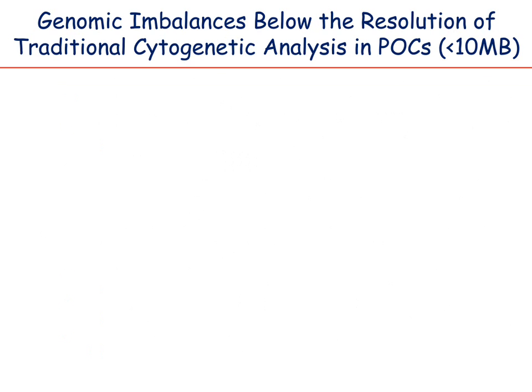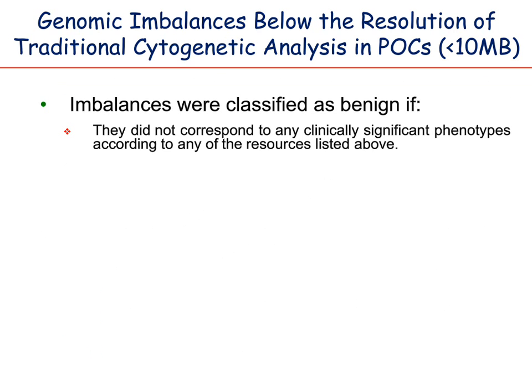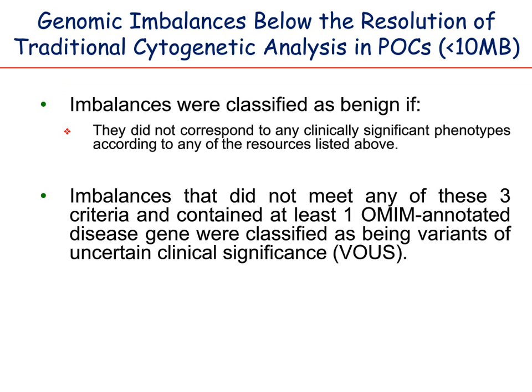Imbalances were classified as benign if they did not correspond to any clinically significant phenotypes according to any of the resources that I listed in the previous slides. Imbalances that did not meet any of the 3 criteria and contained at least 1 OMIM annotated disease gene were classified as variants of uncertain clinical significance, or as you'll see the term referred to, VOUS.